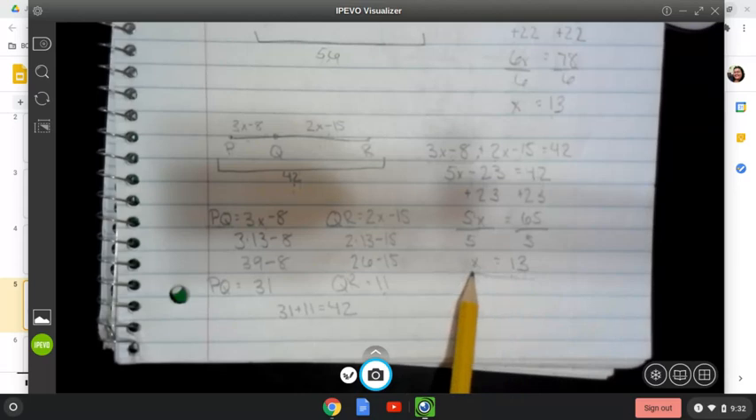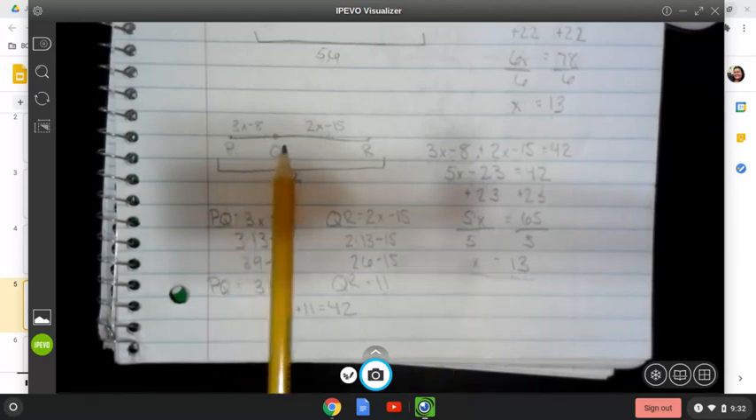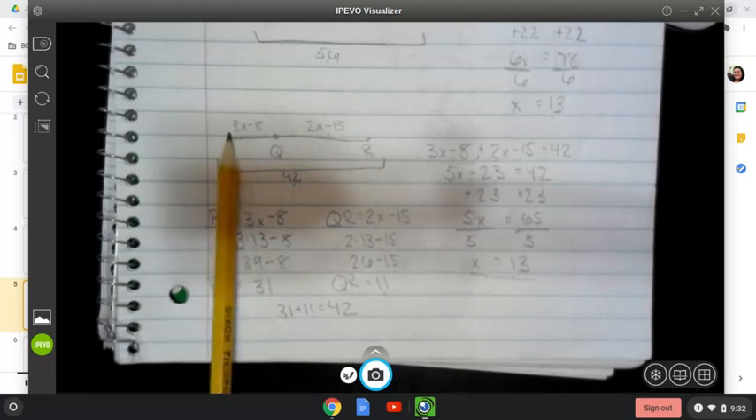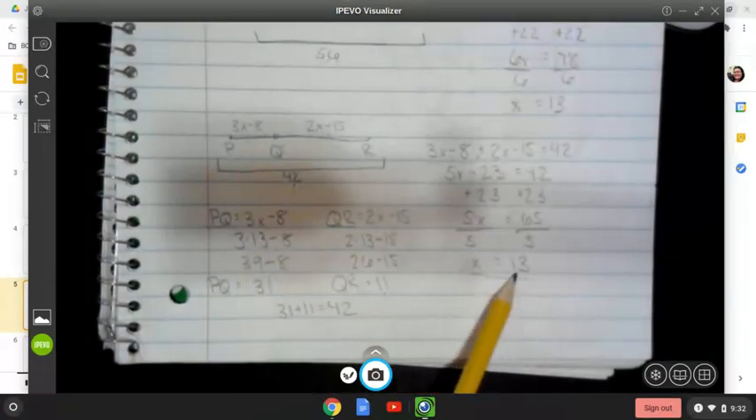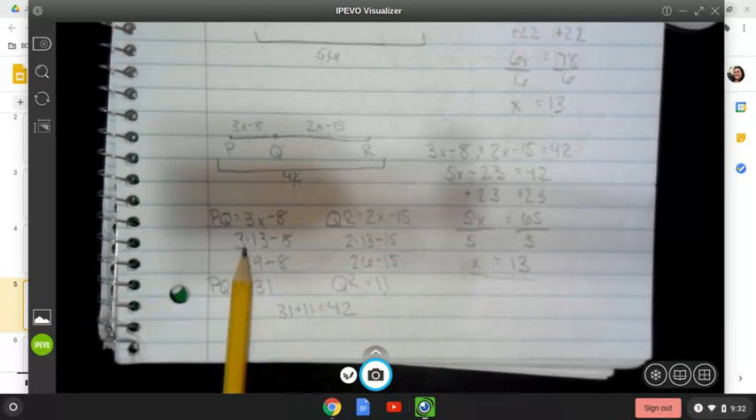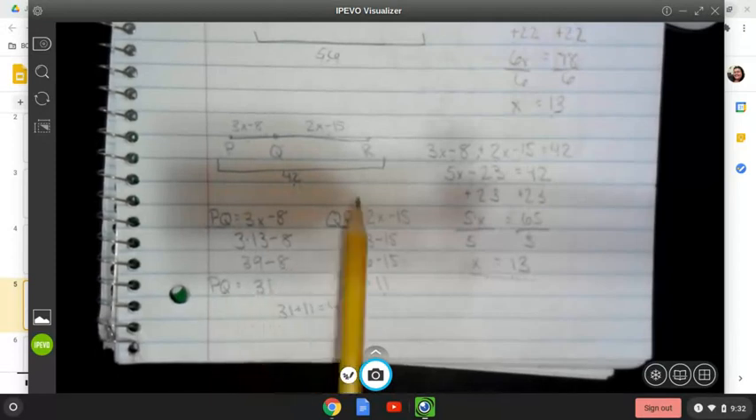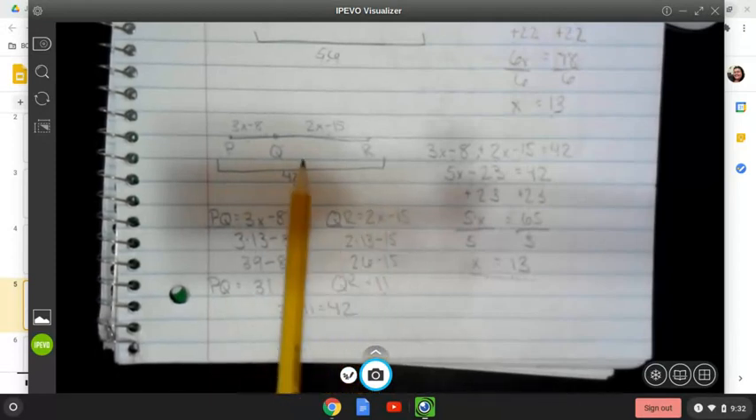Now it wanted to know the measure of PQ and QR. So over here, from the problem, it tells us that PQ is equal to 3x minus 8. Well, we already solved for x over here. It's 13, so we're just going to sub that in. We're going to say 3 times 13 minus 8. So 3 times 13 is 39. 39 minus 8 is 31. So PQ equals 31.